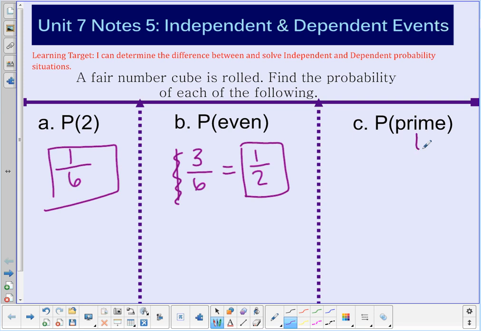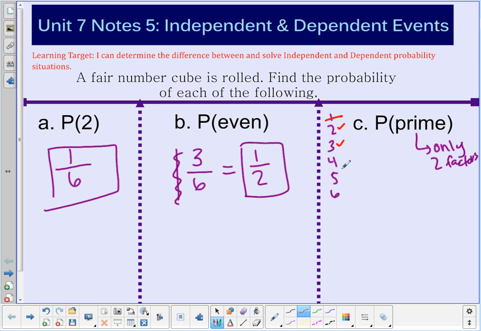So let's just review prime numbers. Prime numbers are numbers with only 2 factors, 1 and itself. So if I think about the numbers on a number cube, 1, 2, 3, 4, 5, and 6, 1 is one that people often confuse. People think 1 is prime, but 1 actually only has 1 factor, so it doesn't have 2 factors. 2 has 2 factors, so this one is in.